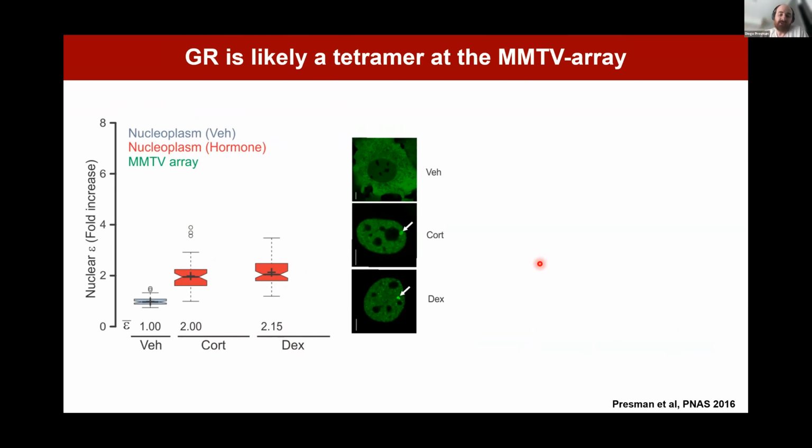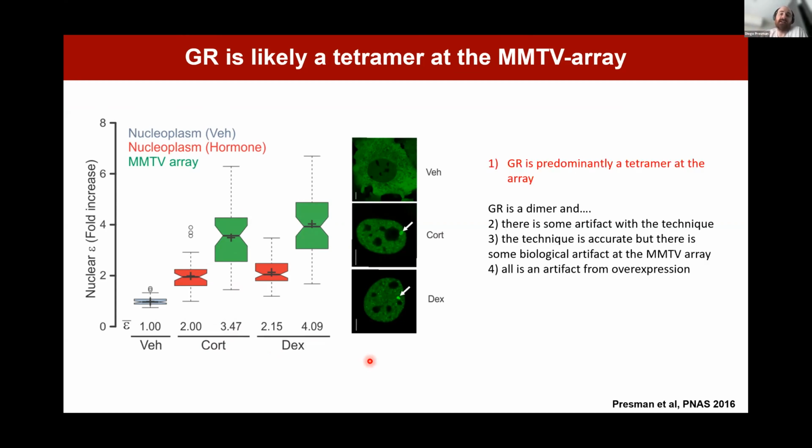And we were extremely surprised to find that the organization state was much higher. The brightness was between 3 and 4 for the natural ligand, and it went straight to 4 for the synthetic drug. So the most parsimonious explanation that we found is that GR is most likely a tetramer at the array.